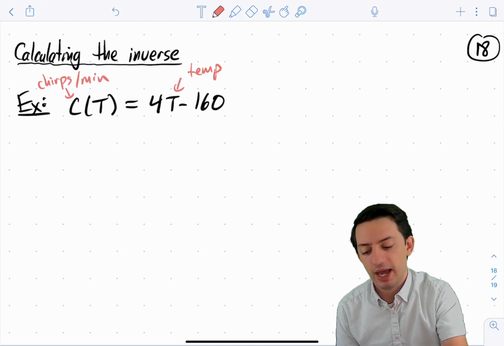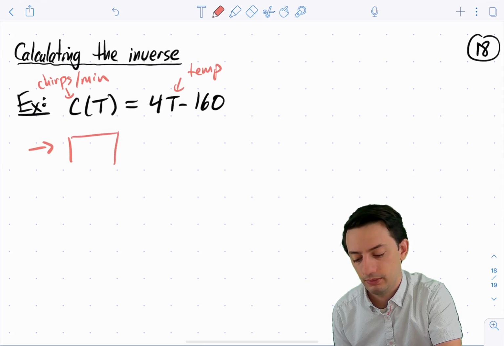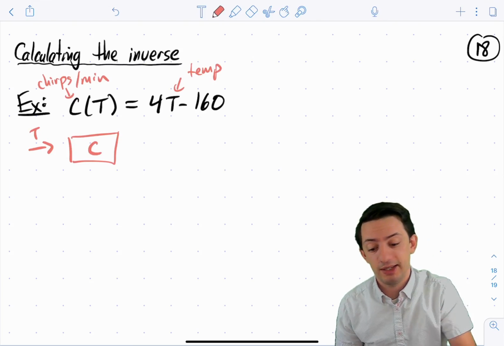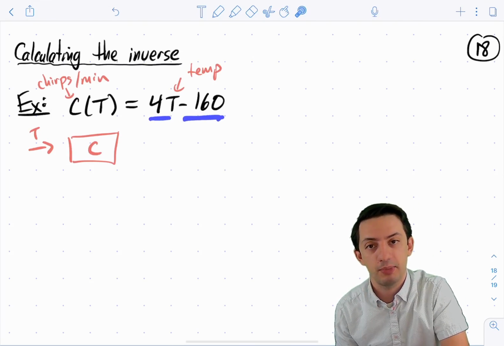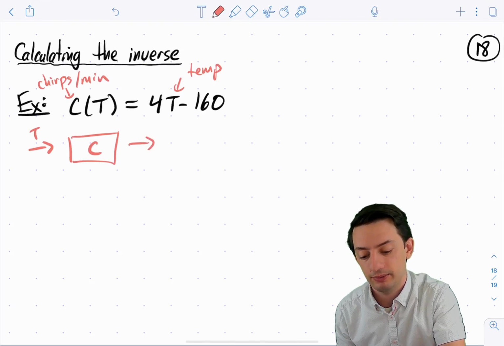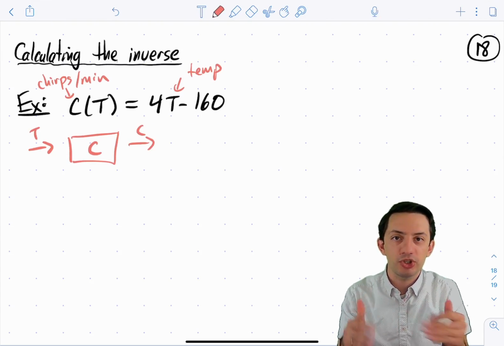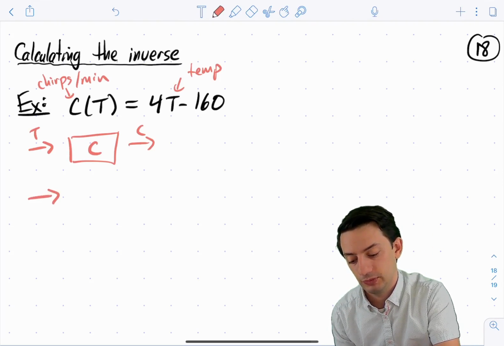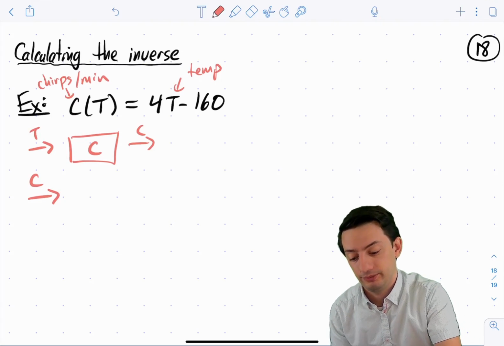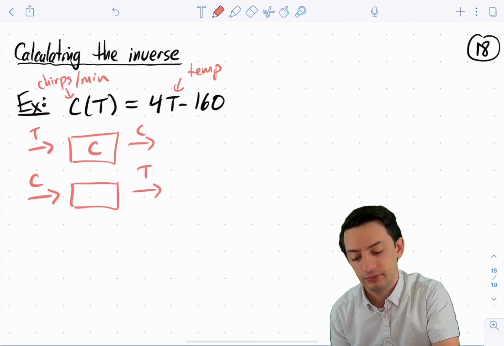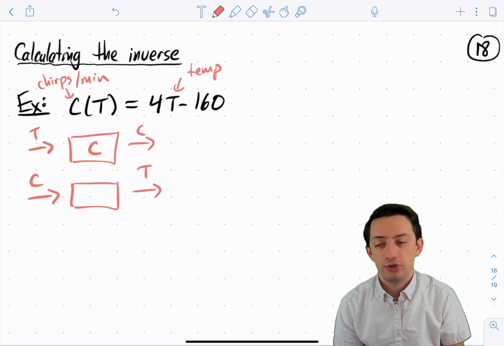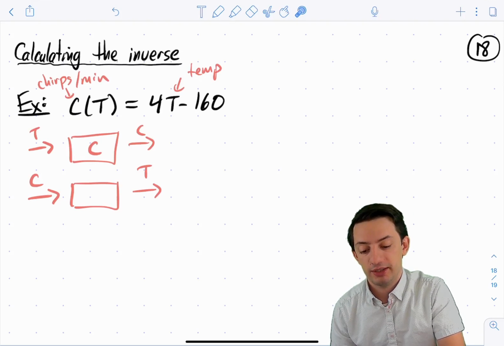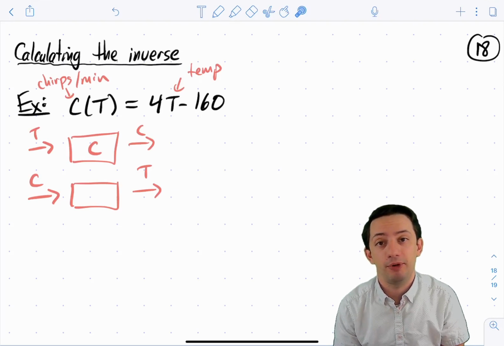So you should think about this as our box. The function is called C. If I put in a temperature, then the box does its thing. In this case, what it does is it multiplies by 4 and then does minus 160. And what it spits out is the number of chirps. So my function is a little machine that takes in the temperature and spits out the chirps. We want the inverse, where if I put in the chirps, it does whatever, and it gives me back the temperature. So if I say they're chirping at 100 chirps per minute, this function is going to tell me then what the temperature must be. It's reversing that process.